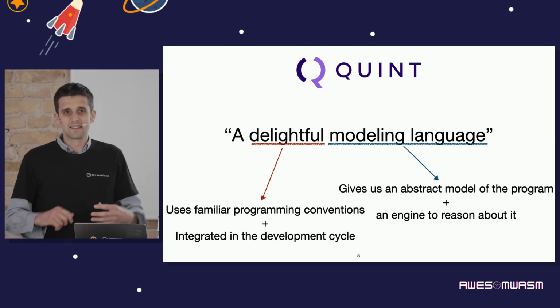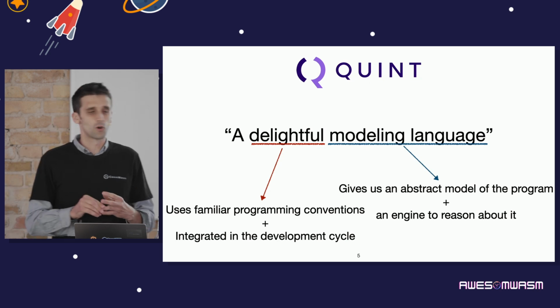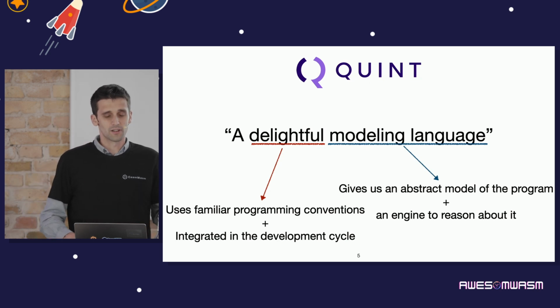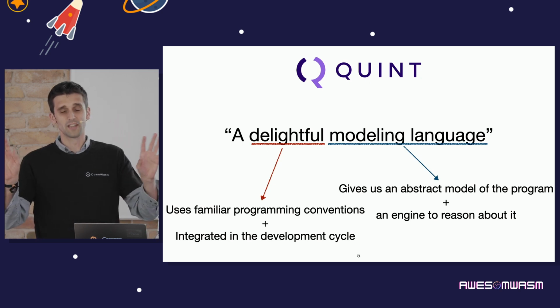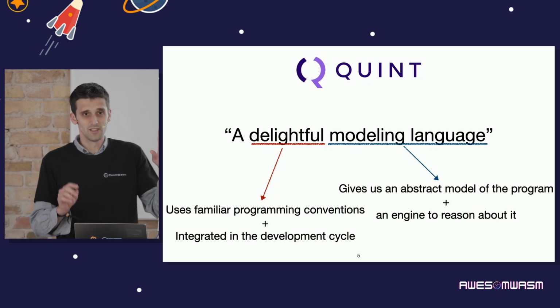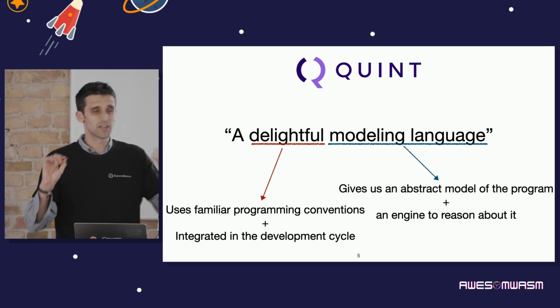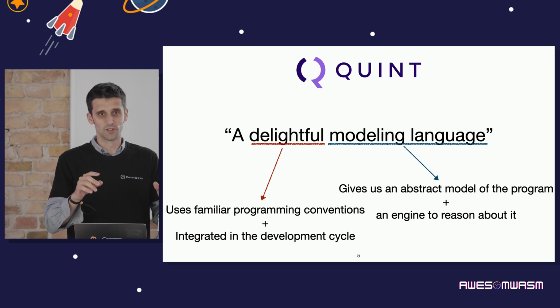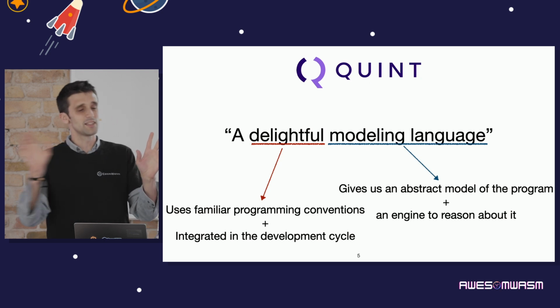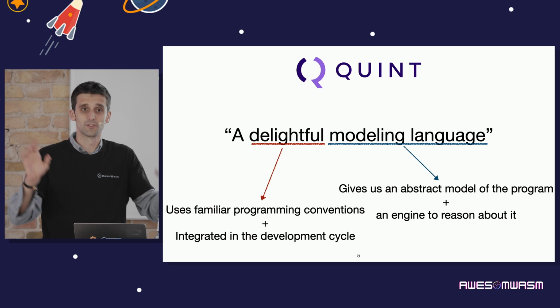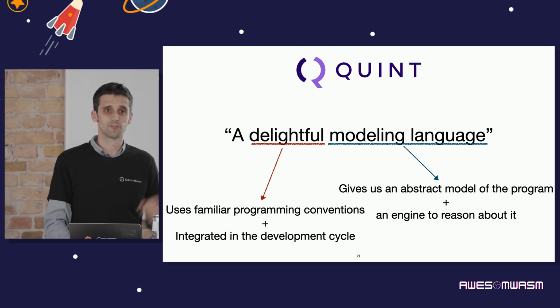This is not only nice and comfortable to use, this also helps with one very important problem, and this is a divergence between code and the model. Let's say you once write a model, and then the implementation diverges from it. With Quint, we can generate many tests from the model that then keep the model and the implementation in sync. So this is one of the advantages of having a delightful modeling language.